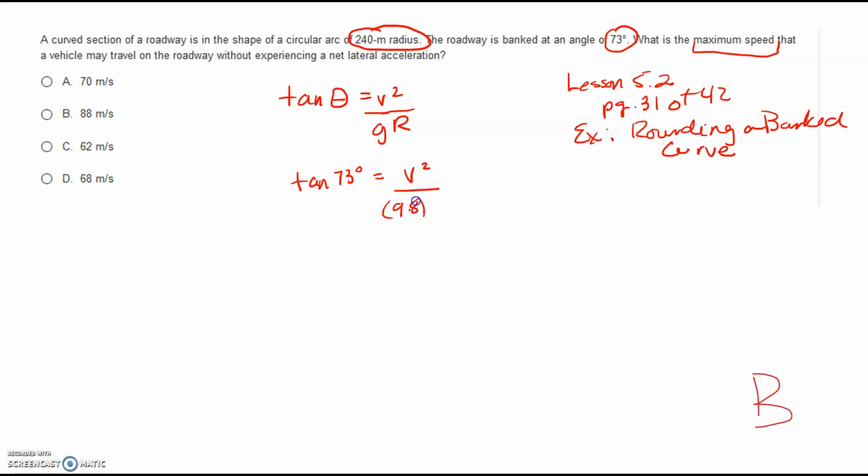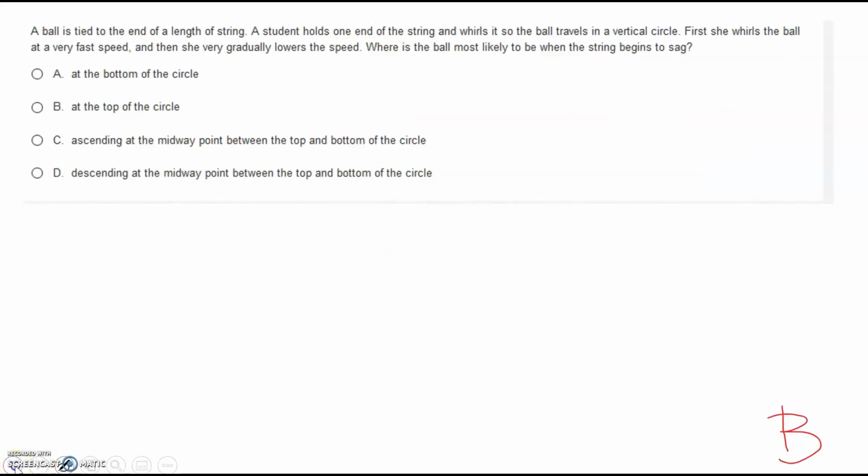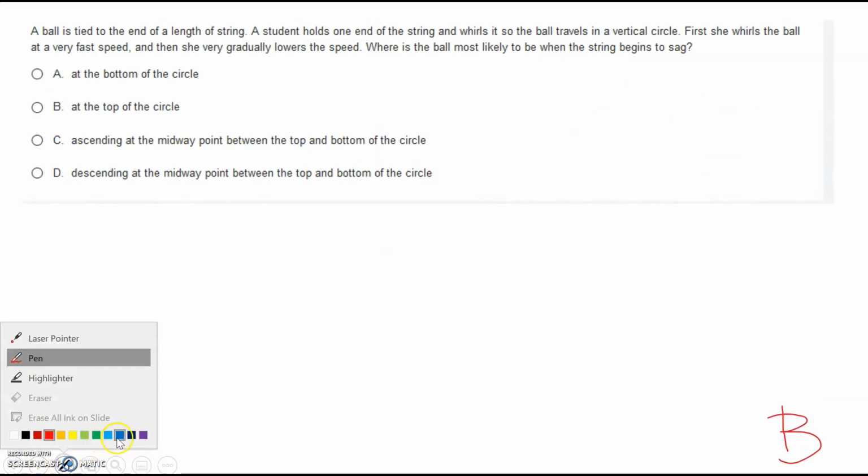over 9.8 times 240. I get v squared is equal to this big number, and then I have to square root it to get this, which is b. Oh, I went too far. Okay, let me change colors.